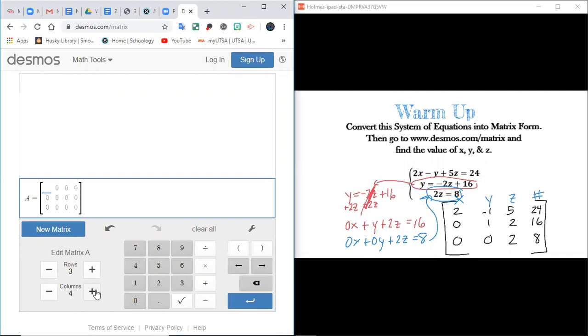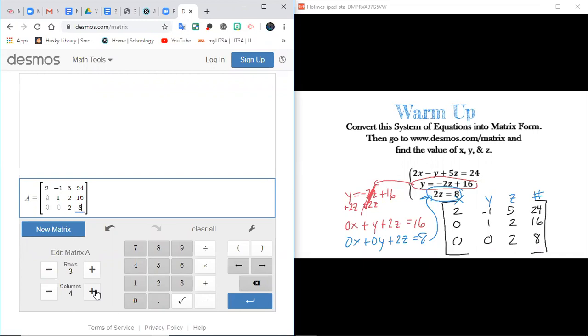And then we just transpose it, we move it over, right? Whatever we see here in our matrix that we created, just plug those numbers exactly the way they are, negatives, positives, in the same order into your matrix. And we have 2, -1, 5, 24. The second row we have 0, +1, 2, 16, and the third row 0, 0, 2, and 8.